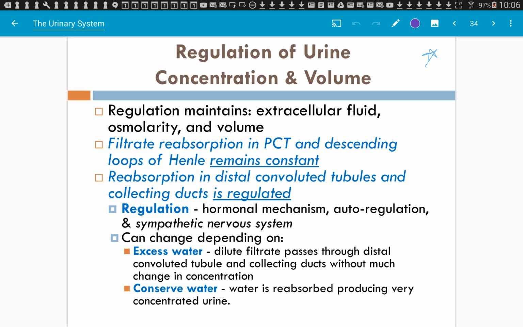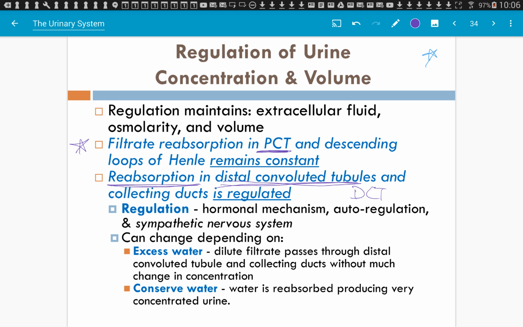So regulating the concentration and the volume of urine. Some very interesting things right here. First of all, in the proximal convoluted tubule, the reabsorption of fluid or solutes out of the proximal convoluted tubule stays pretty consistent. It stays constant. So that filtration in the proximal part doesn't change. However, reabsorption in the distal convoluted tubule, your DCT, does change, and that is regulated. So the regulation happens more in the distal convoluted tubule.